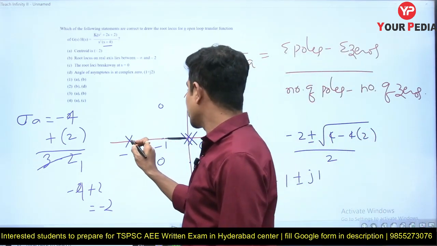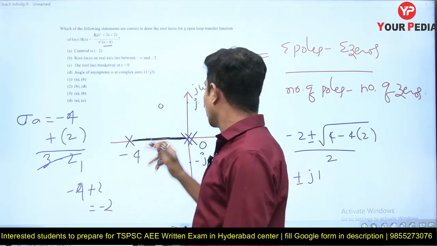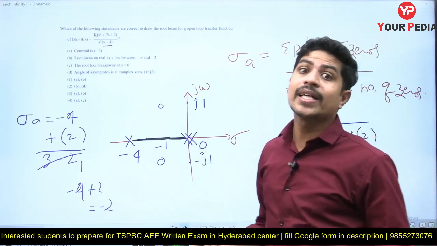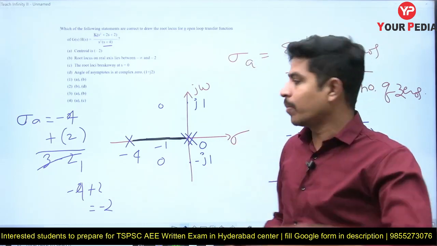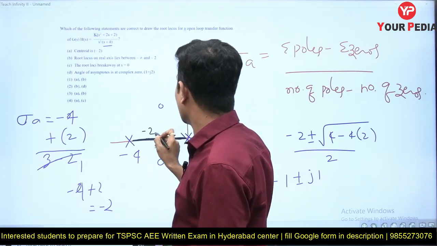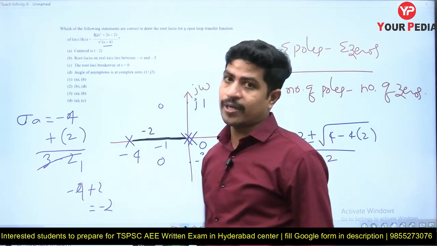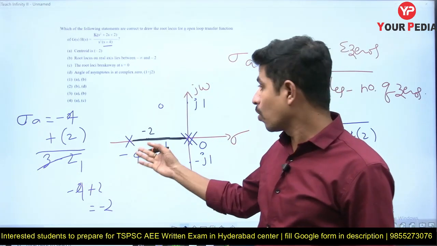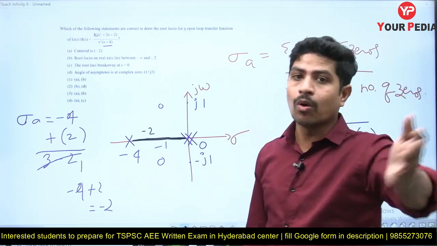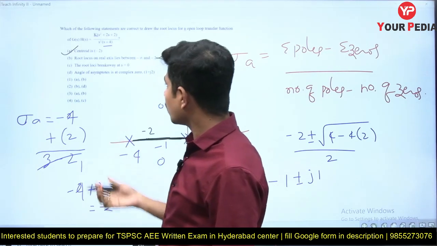In this region, the total number of poles and zeros existing to the right side of the point are even in number. Two zeros, two poles, the total will be 4. The total number of poles and zeros to the right of the selected point must be odd. Between minus 2 and minus infinity, no root locus exists. After minus 4, root locus will exist on the real axis, because the total number of poles and zeros at any point after minus 4 will be odd in number. Option B is wrong. Option A is correct.